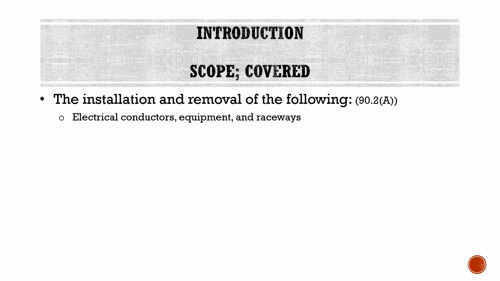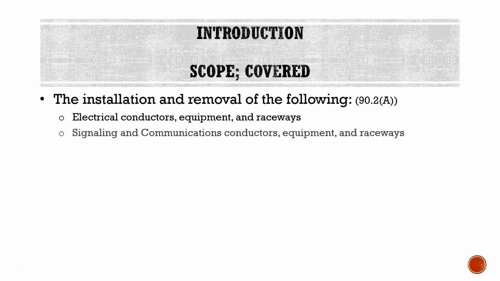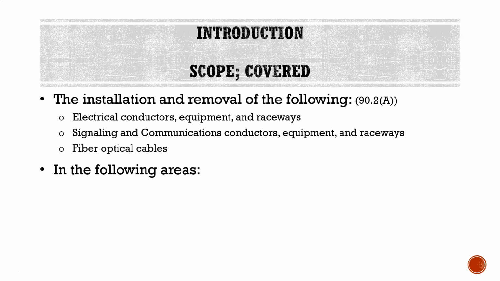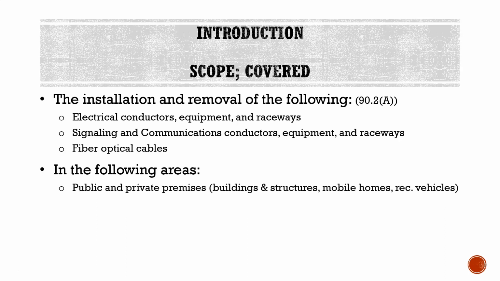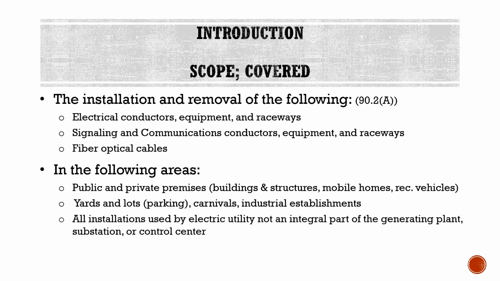So it covers the installation and removal of electrical conductors, equipment, and raceways, signaling and communication conductors, equipment, and raceways, fiber optical cables, and it does so in the following areas. So all these items, when they are in one of the areas listed here: public and private premises, buildings and structures, mobile homes, recreational vehicles, yards and lots, parking, that is, carnivals, industrial establishments, and all installations used by the electrical utility that are not integral part of the generating plant, substation, or control center.